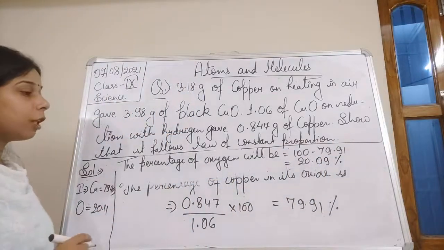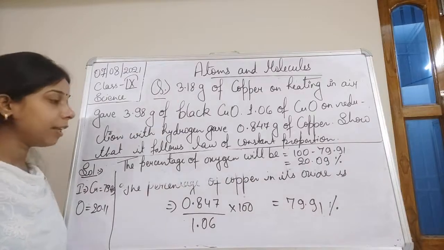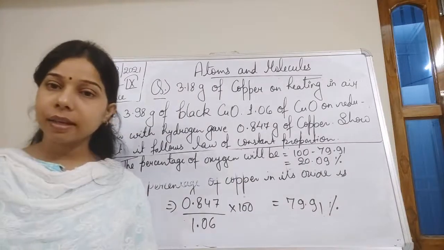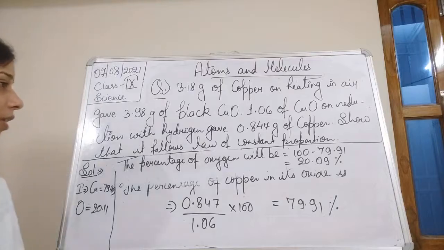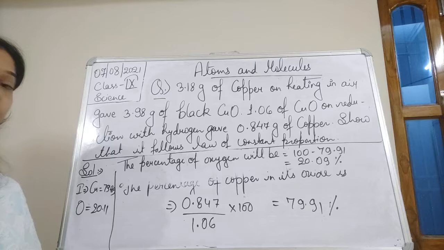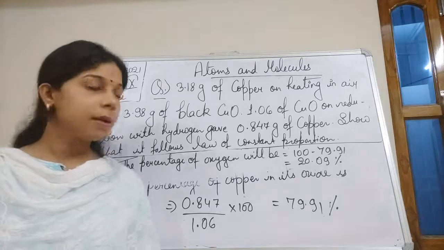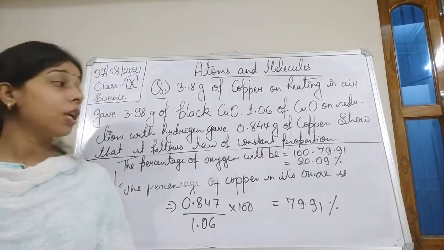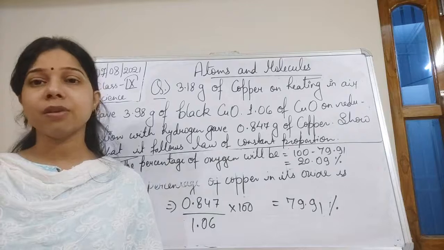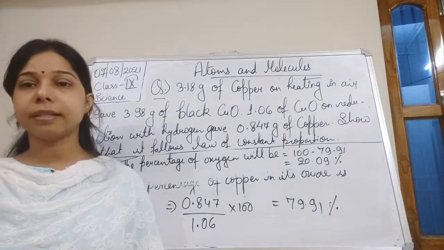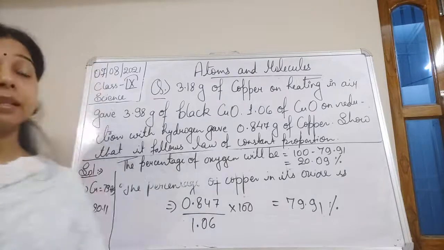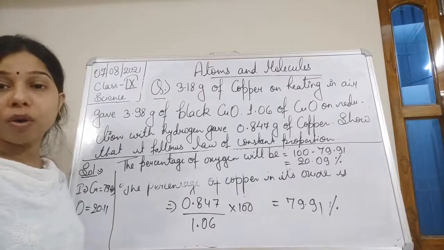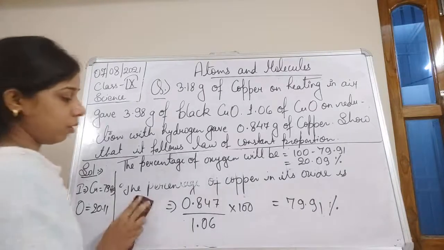Now you see, student, in the first case it was 79.89 and in the second case it is 79.91. In the first case the oxygen percentage is 20.11 while in the second case it is 20.09. So it is almost the same. The percentage of copper and oxygen in the first case and in the second case is the same. So we can say that yes, it follows the law of constant proportion.